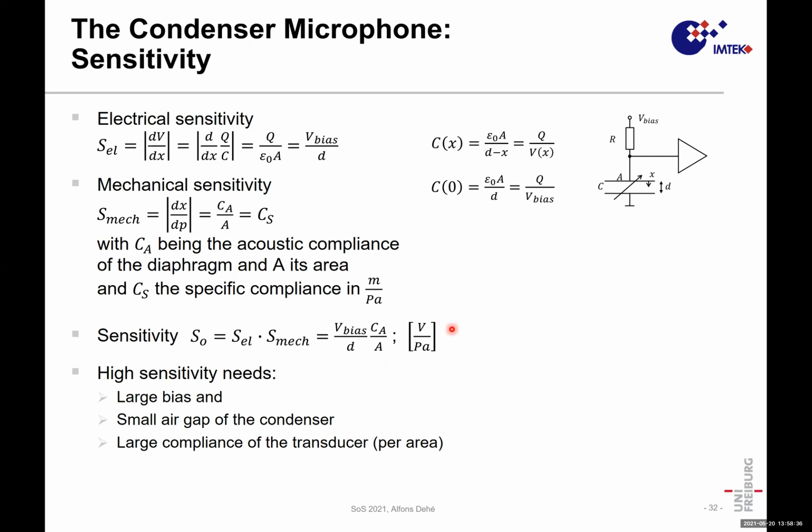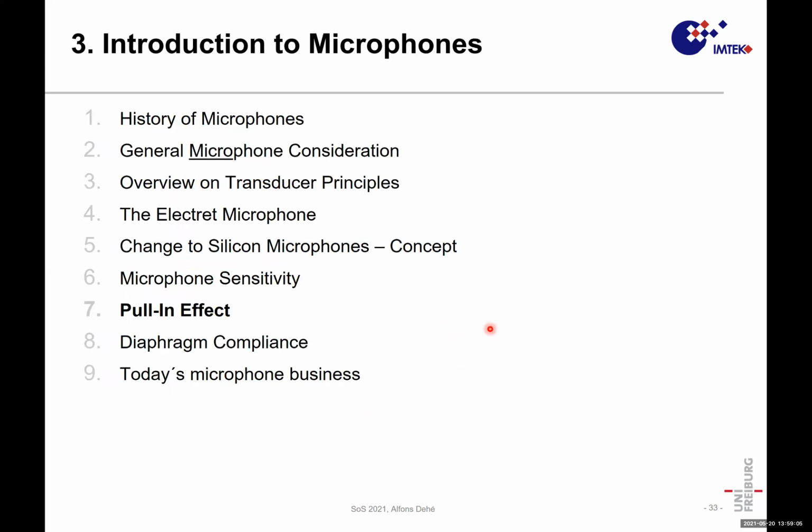So we get the volts per Pascal sensitivity. And yes, large bias, small air gap of the condenser, and large mechanical compliance of the diaphragm. This is what we need to generate a sensitive and good microphone. So biasing we discussed already. The new thing in MEMS is generating compliance, and we can discuss this.